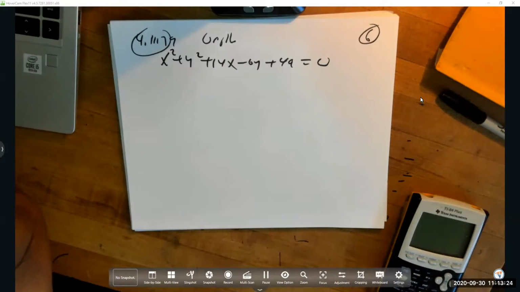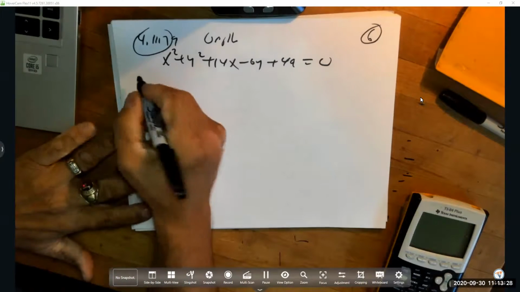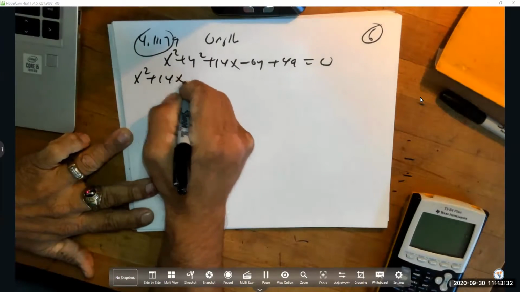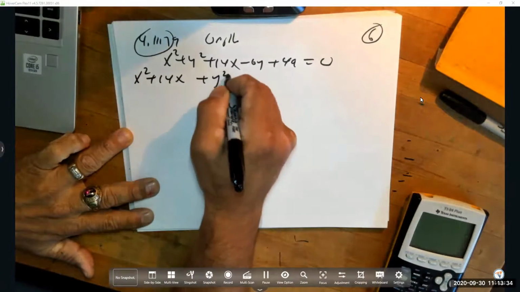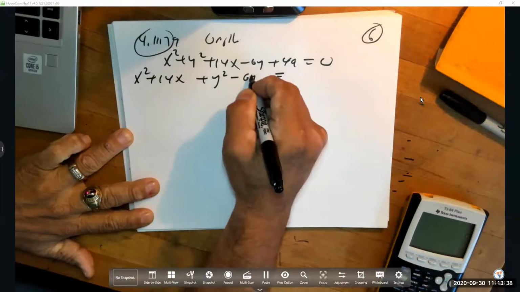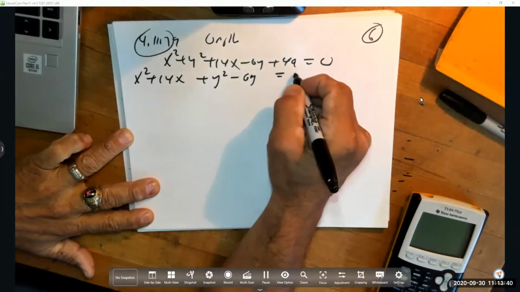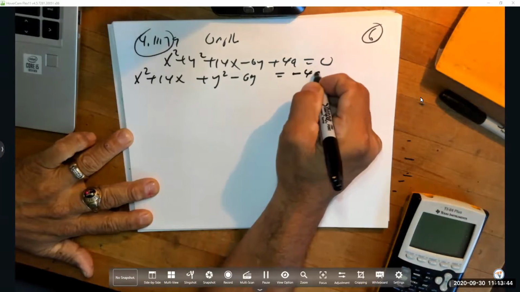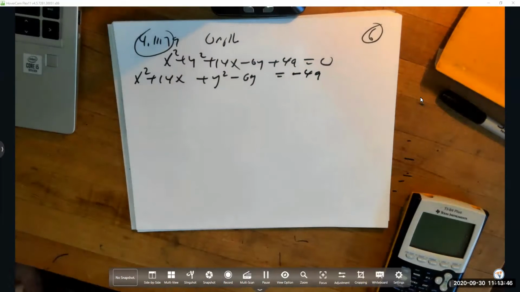So step number 1, you tell me, what do I do first? Do I put all the x's together? Yes. Put all the y's together. And the 49 goes to the other side, becomes plus 49, becomes what now? Negative 49. All right, there's step 1. Put all the x's together, put all the y's together.